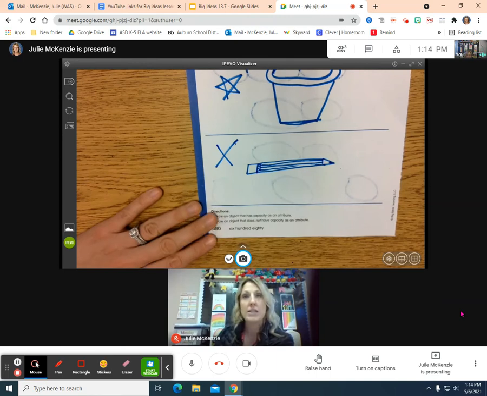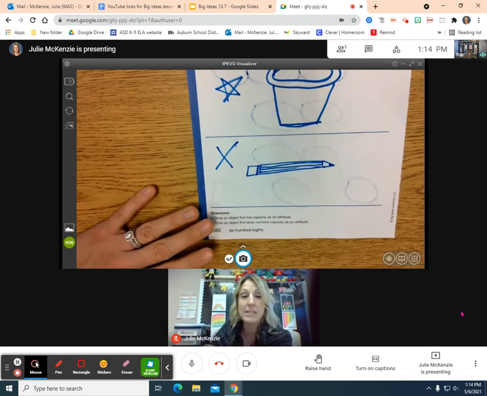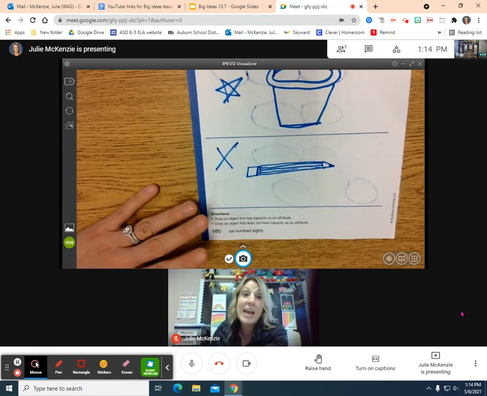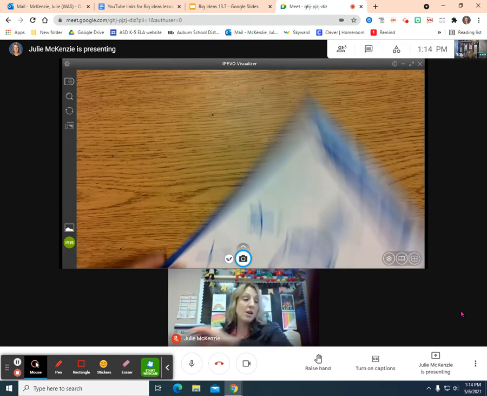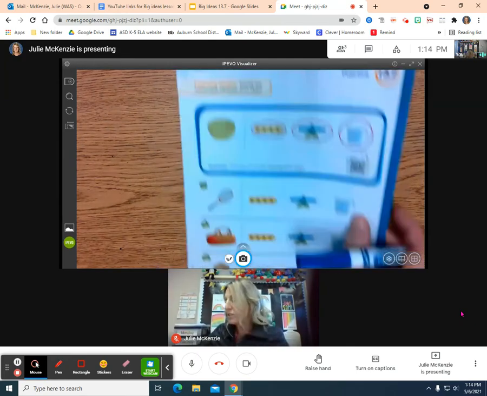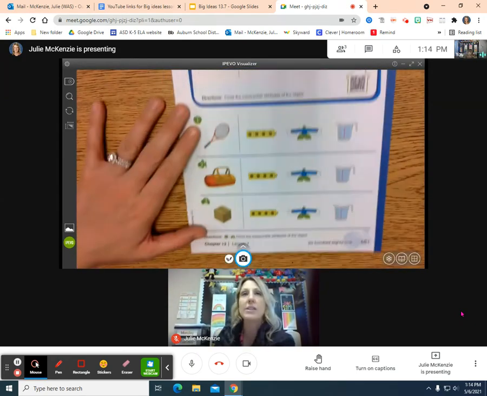All right, my pencil does not have capacity. It's just a pencil. I cannot measure how much of anything it holds. It's just a pencil. Okay, we're moving on to the practice page. Let's see what you can do here by yourself.